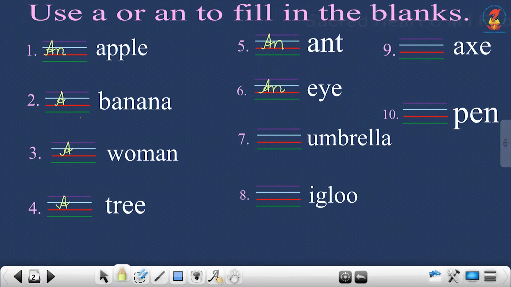The next, let's go to umbrella. Umbrella. Uh. So what sound? Uh. Vowel sound, right? So what do you write there? An umbrella. Correct.